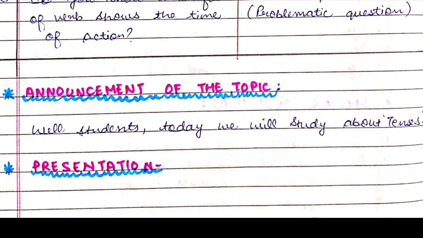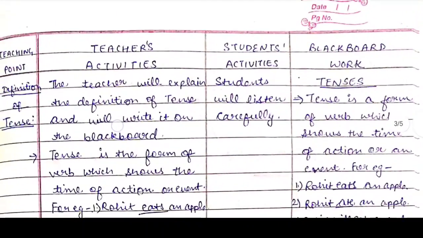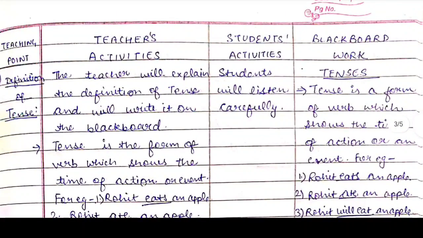That means the actual teaching part, when we are going to commence with the topic, that is tenses. For this, in our lesson plan we make four columns. First one is teaching point, next is teacher's activities, third is students' activities, fourth is blackboard work. One more column you can add, that is teaching method. What teaching method you are using here, you can mention it over there.